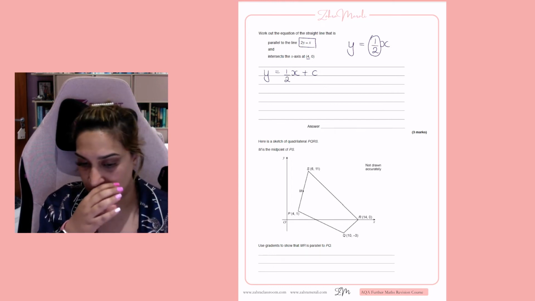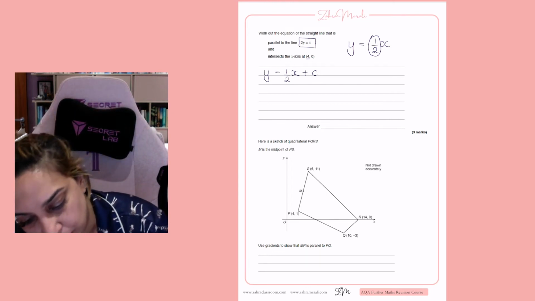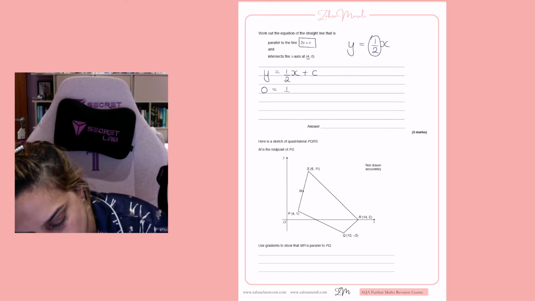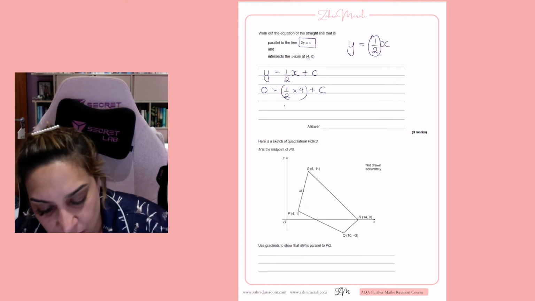So let's substitute it in. So when x is 4, y is 0. A half times 4. So 4 divided by 2 is 2.